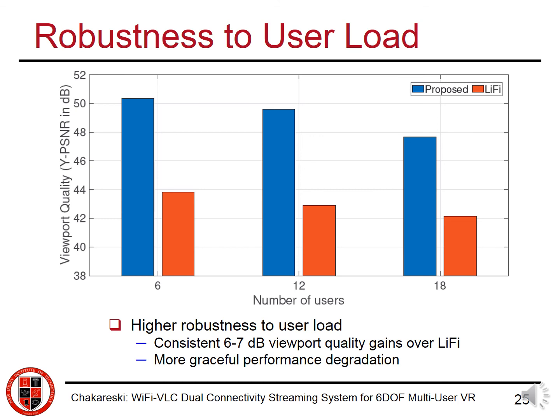Finally, we examine the robustness of our system to its user load. We can see that for both methods, the average user viewport quality degrades as the number of users in the system is increased from 6 to 12 and 18, as expected. For Li-Fi, the likelihood of having multiple users in one cell during a session increases with the number of users, which will reduce the data rate per user. Similarly, the VLC interference experienced in our system increases with the user load, which will penalize the delivered viewport quality. Still, across all three cases, our system demonstrates consistent 6 to 7 dB viewport quality gains and more graceful degradation performance with the user load.